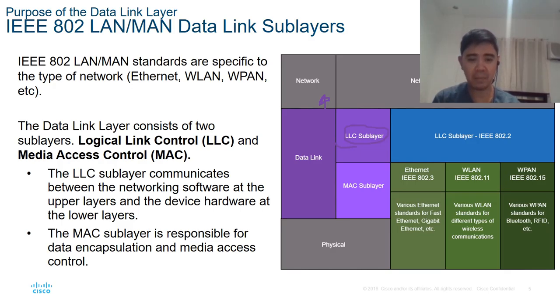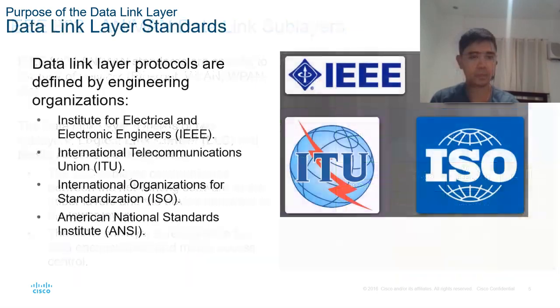While the MAC sublayer, MAC stands for Media Access Control, is responsible for data encapsulation, media access control, and in general preparing the frame from the data link going down to the physical layer. So again, LLC is going to the network layer, MAC is to the physical. Aside from what I just discussed about the LLC and MAC, there are also other protocols under the data link layer developed by these organizations: ISO, ANSI, and ITU.